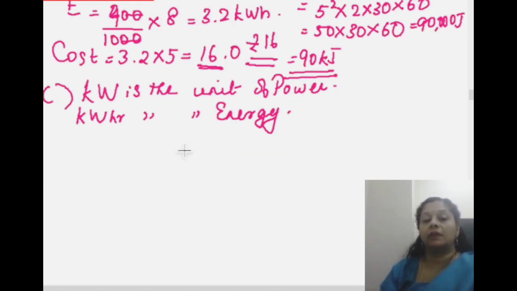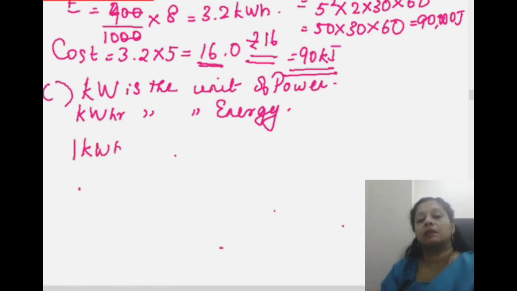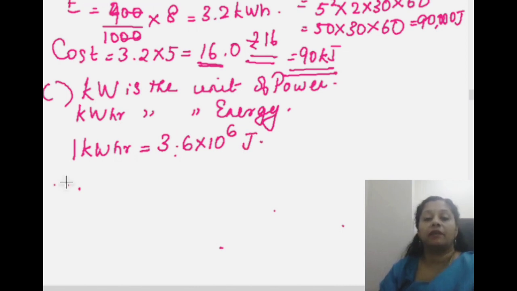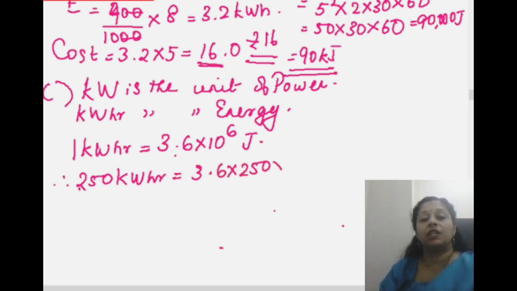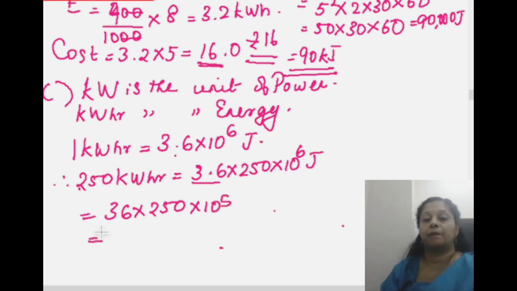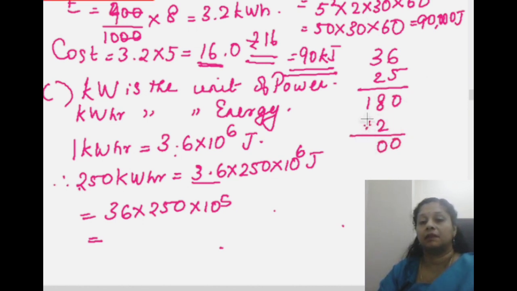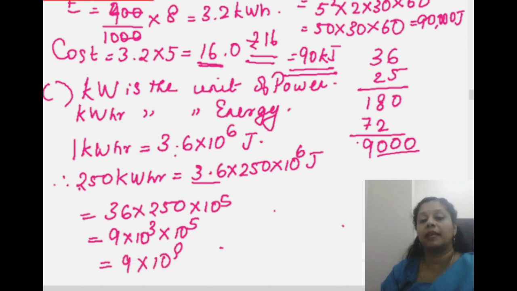Okay. Now convert 250 kilowatt hour into energy. How to convert kilowatt hour into energy? 1 kilowatt hour is equal to how many joules? 3.6 into 10 to the power of 6 joules. Therefore, 250 kilowatt hour is equal to 3.6 into 250 into 10 to the power of 6. From here we take out a 10 to make it 36 into 250 into 10 to the power of 5. So we multiply 36 and 25. This can be written as 9 into 10 to the power of 3 into 10 to the power of 5. So what is the answer? 9 into 10 to the power of 8 joules.